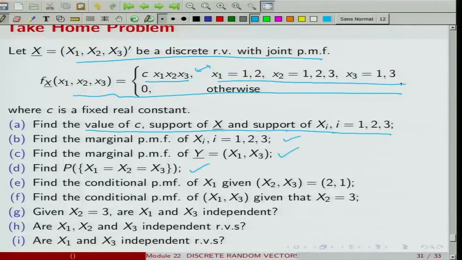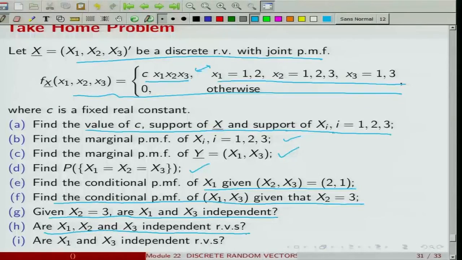Similarly, find the conditional probability mass function of X1 given X2, X3 equal to 2, 1. Once you have observed that X1, X2, X3 are independent, then the conditional probability mass function of X1 given X2, X3 equal to 2, 1 would be the same as the marginal, unconditional probability mass function of X1. Find the conditional probability mass function of X1, X3 given X2 is equal to 3. Again, by the same logic, this would be the same as the joint probability mass function of X1 and X3. Given X2 is equal to 3, are X1 and X3 independent? They would be independent because X1 and (X2, X3) are independent. So, whether X2 is given or not, X1 and X3 would always be independent.